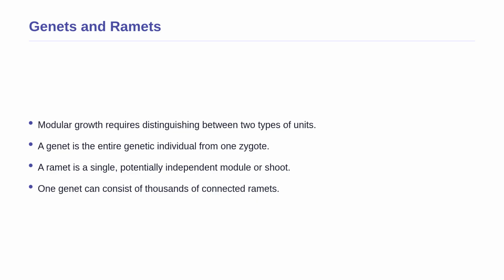A single genet might look like a whole forest of trees above ground, but because they all share the same root system and DNA, they are technically just one genetic individual made of many ramets.